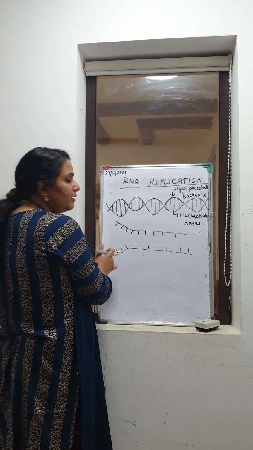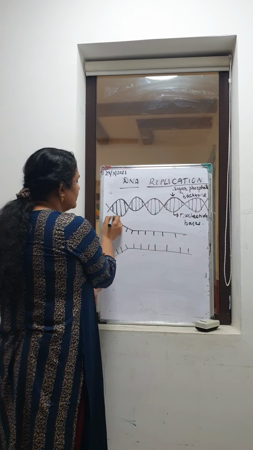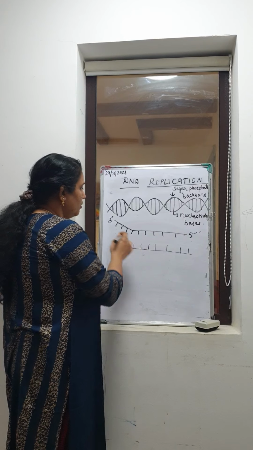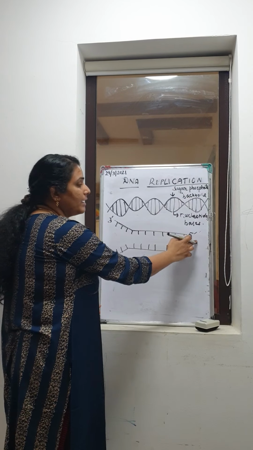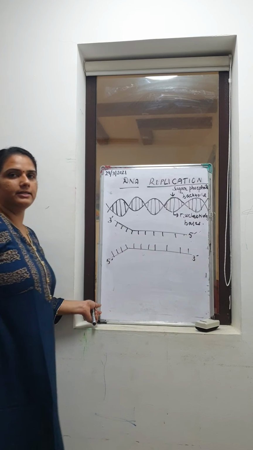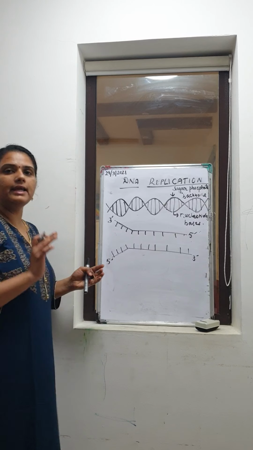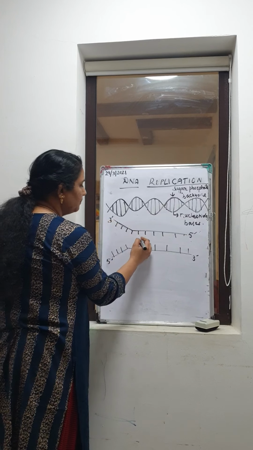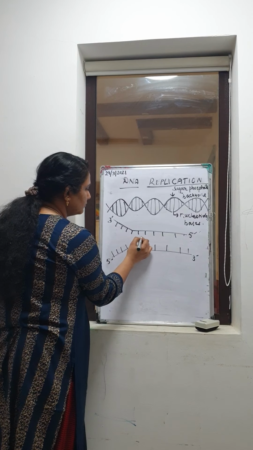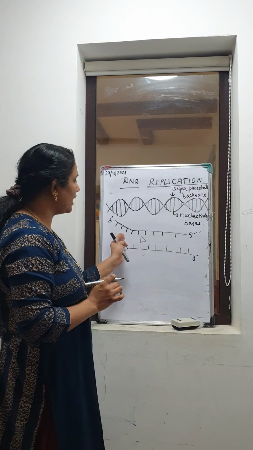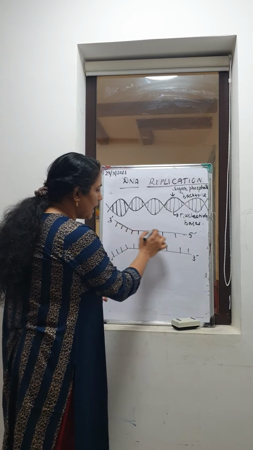DNA always has direction. These DNA strands are anti-parallel to each other. One starts from 3' end to 5' end. The other one starts from 5' end to 3' end. And I already told you DNA polymerase can only identify the 3' end. Now the helicase enzyme is acting upon this and unwinding it. Now the strand got unwound.